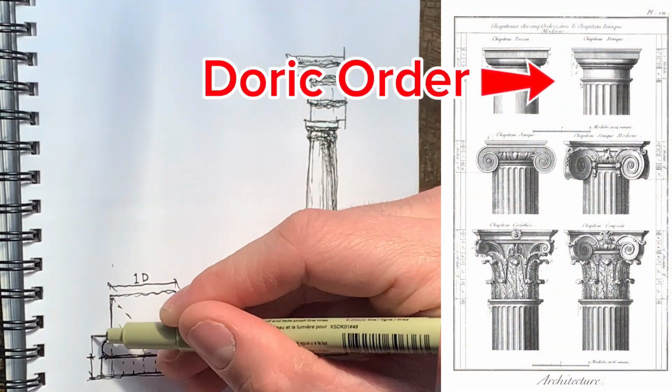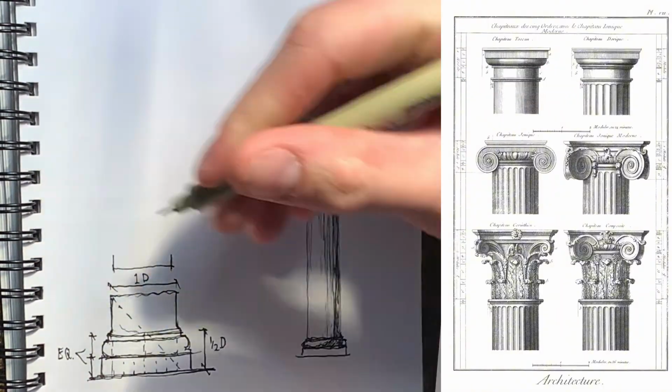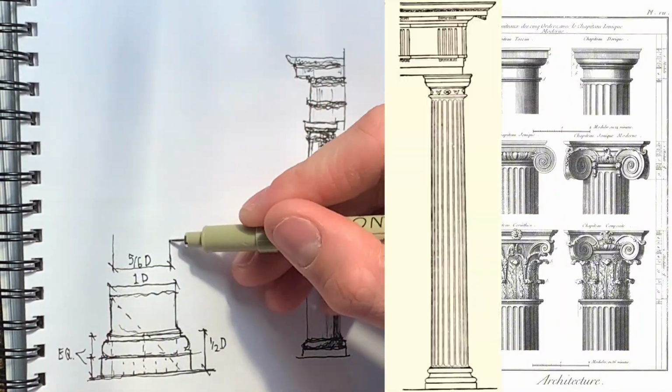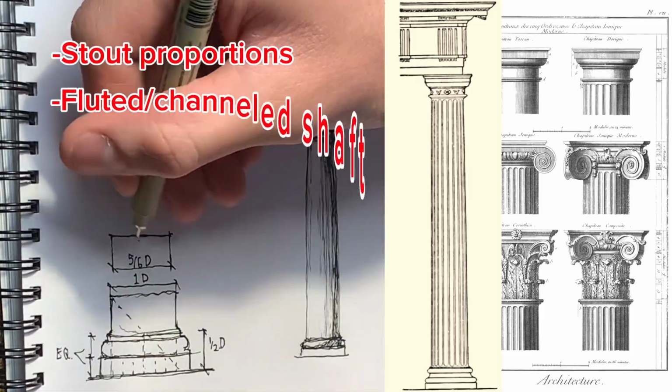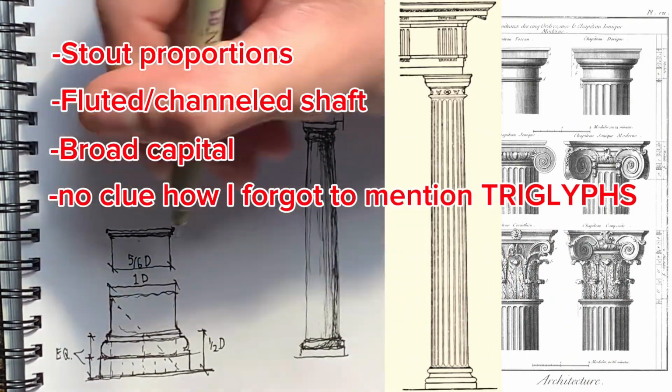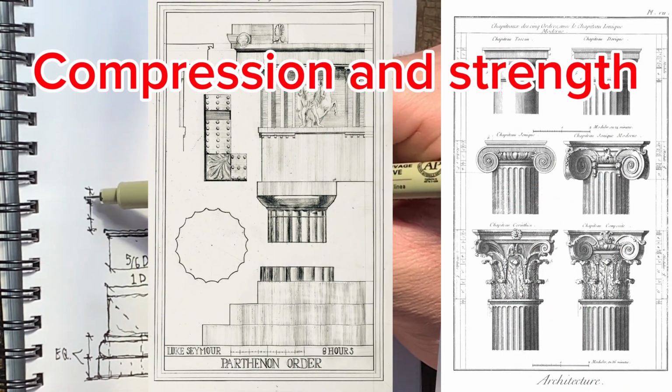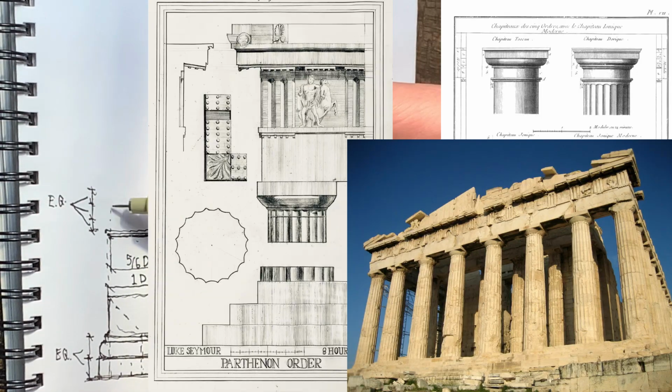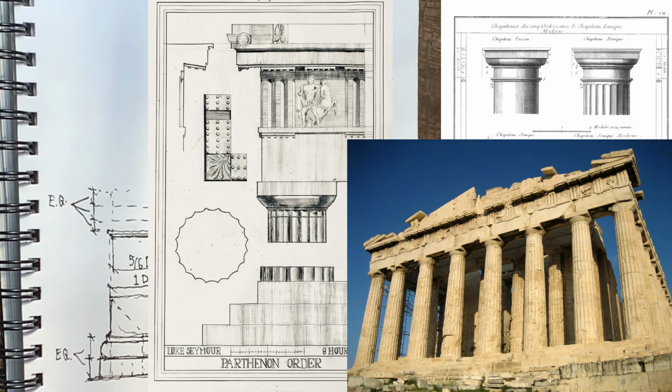The Doric order is the next step in this progression and is the oldest of the three Greek orders. Its stout masculine proportions, fluted shaft, and broad simple capital display compression, strength, and quiet dignity. The Parthenon in Athens remains one of its most celebrated examples.